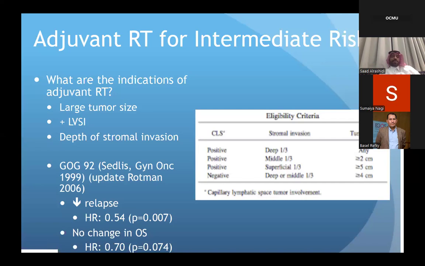As Prof Basil mentioned, if the patient has focal LVSI, less than 3 spaces with your pathology, you may probably forgive it, but if it's more than 3 spaces, it's extensive LVSI, and then you need to interpret it as LVSI needing adjuvant treatment. Of course, the stromal invasion, if it's more than half, you need to do that. And these things interpret the local recurrence as well as the overall survival.